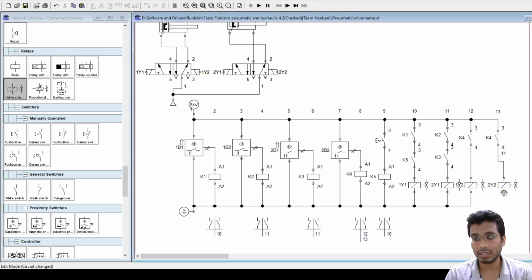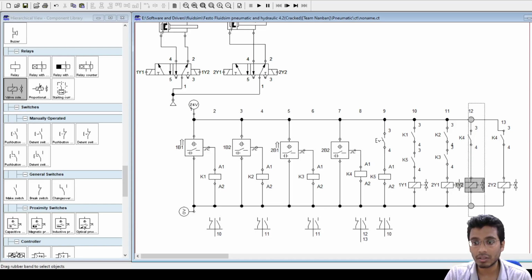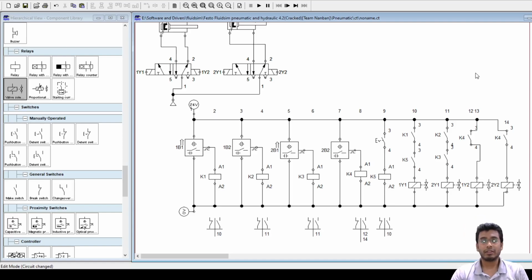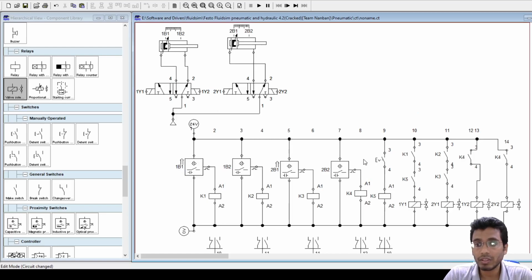Fine. Is the last circuit part visible to you? I don't know whether it is coming to your screen or not. Is it okay? This one? Fine. Can you see it? Yes. Okay. Right, so this will be your control circuit. Fine, so let us see.